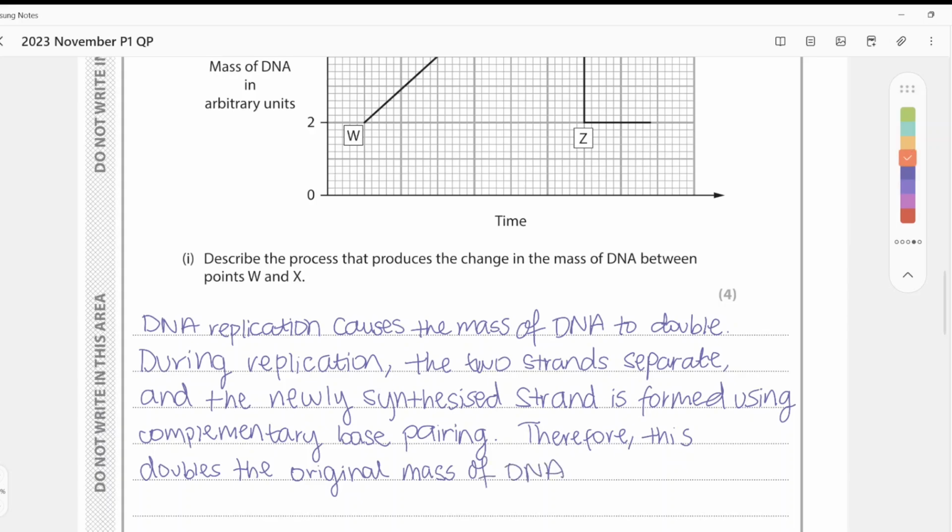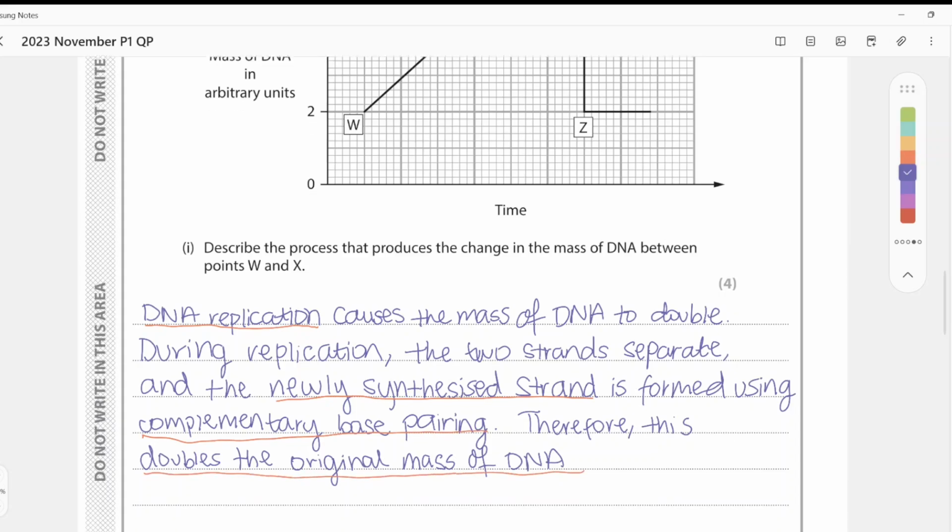Okay, let's go through the marking scheme. Number 1 is mentioning DNA replication. Number 2 is making the new strand through complementary base pairing, and that would double the original mass of DNA.